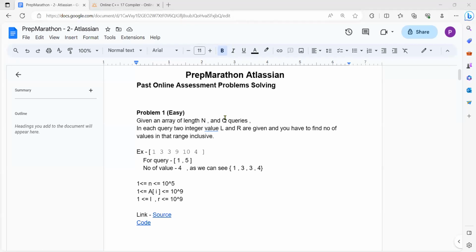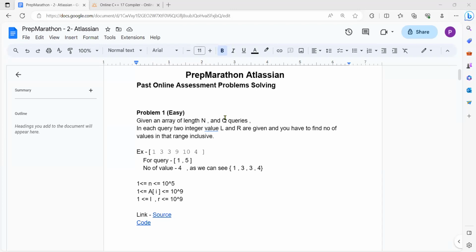Looking at the problem statement, very good problem statement. Given an array of length n, and q queries are being asked. In each query, two integer values are given to you, L and R, and you have to find the number of values in that particular range, inclusive. So for example, for the given array 1, 3, 3, 9, 10, 4, and the query 1, comma 5, the number of values inclusive in this range are 4: 1, 3, 3, 4. So we are looking for this.